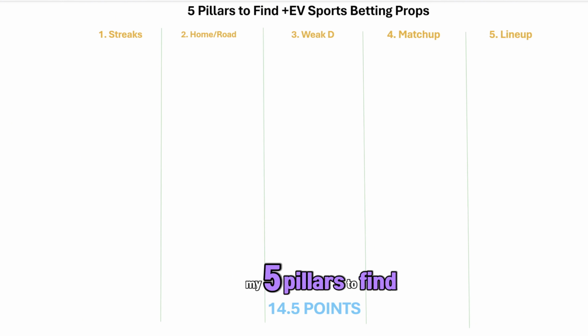Today I'm going to go over my 5 pillars to find plus EV sports betting props. In this example we're going to use 14.5 points, we'll use basketball, and 14.5 points as the line. So anything above 14.5, 15 or more, would be the over, 14 or less would be the under. So we're going to look at streaks.